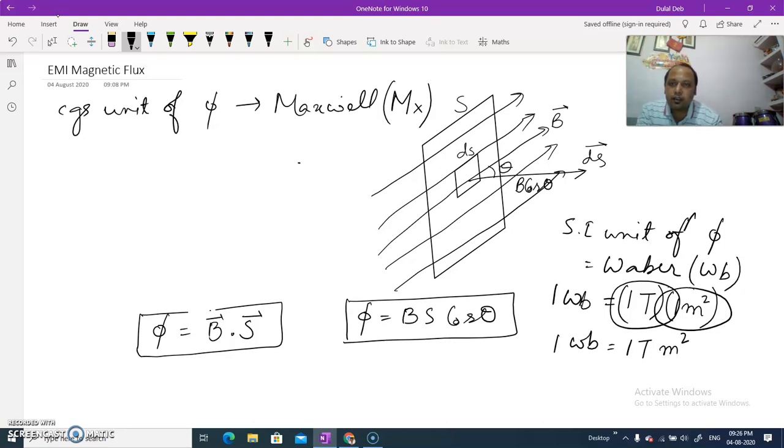So obviously 1 Maxwell will be equal to 1 Gauss centimeter square, instead of Tesla meter square, which was for Weber, where 1 Weber is equal to 1 Tesla meter square. So 1 Maxwell is equal to 1 Gauss centimeter square. And there is a relation between Weber and Maxwell. We can easily find the relation.